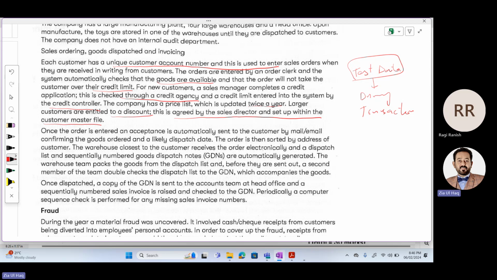Because only the sales director, through his password, can enter the discount, no other person. Top level management, no other person. This is to ensure only the sales director is authorized to put a discount in the system, not any other person.